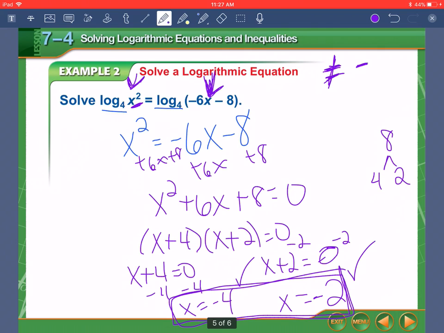So always double check that when you plug in your answer, you end up taking the log of a positive number.